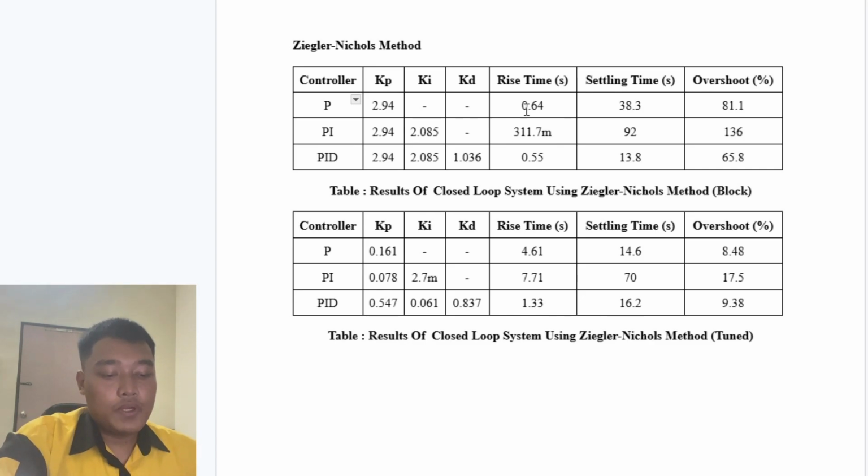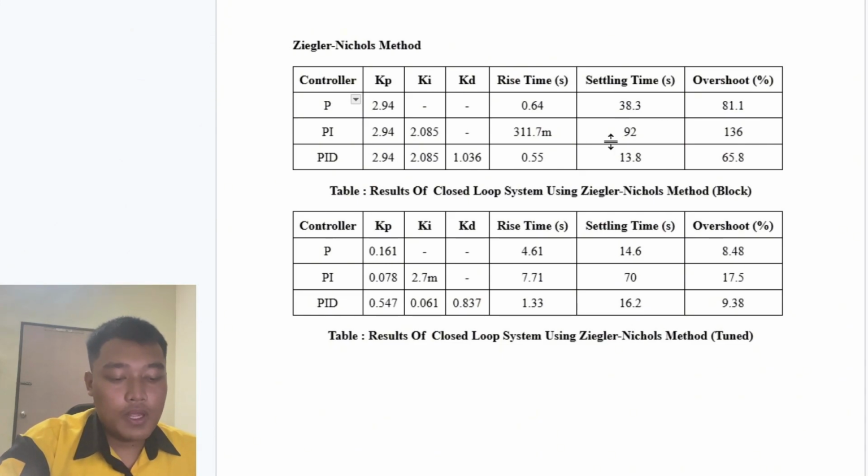First, the tables compare the performance of P, PI, and PID controllers using the Ziegler Nichols method. In the first table, the block design results show that the P controller achieves the fastest rise time of 0.64 seconds but has the highest overshoot of 81.1%. The PI controller has a long rise time with significant overshoot of 136%. Meanwhile, the PID controller offers the shortest settling time of 30.8 seconds with a lower overshoot of 65.8%.